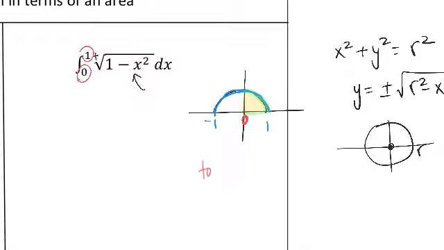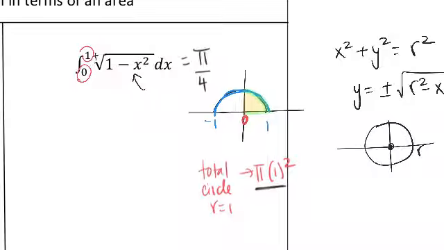The total circle of radius 1 would be pi r squared. If I need a quarter of that, that is equal to pi times, this is just pi right here, right? So pi divided by 4 is my answer.